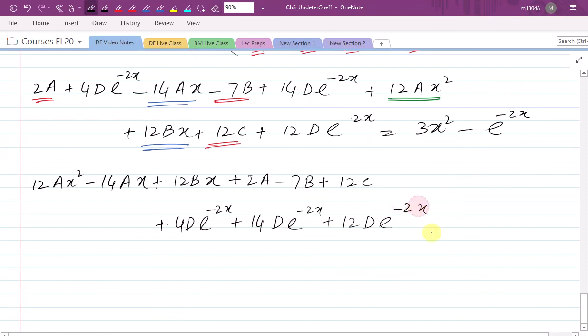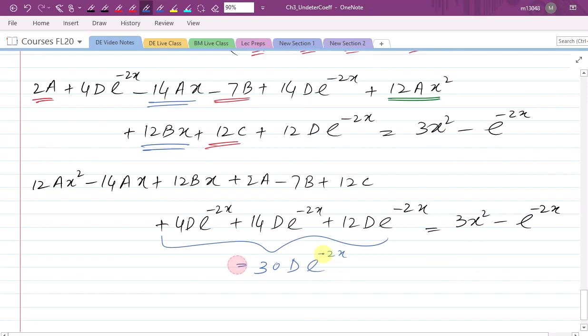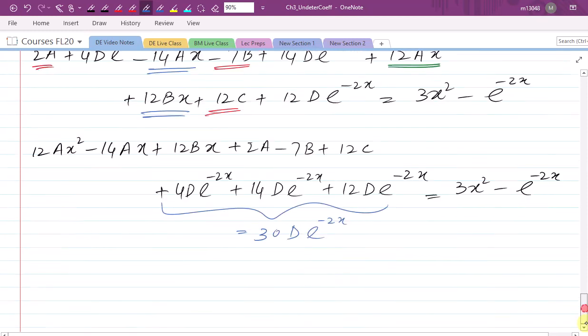Actually, no need to do this step. I'm just doing it because it's the first time we are doing this problem. You can write directly what is the combination of these. Well, especially in this case, because you can add them, it's the same variable, and you can write collecting all these together. 12 and 14, 26 and 4, 30d e power minus 2x. Okay, these three is 30d e power minus 2x.